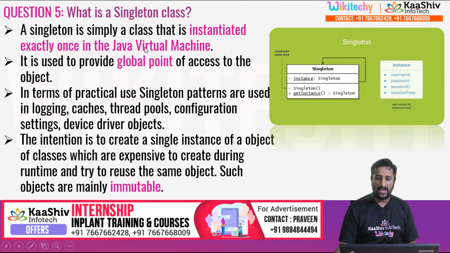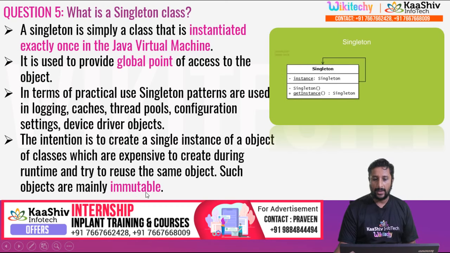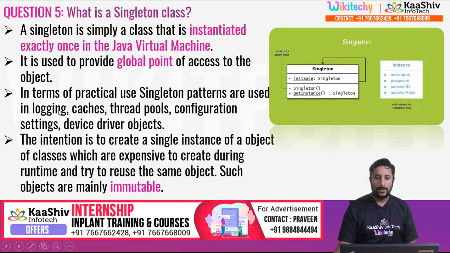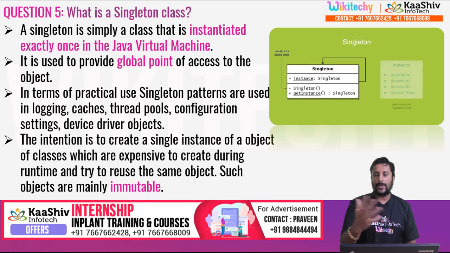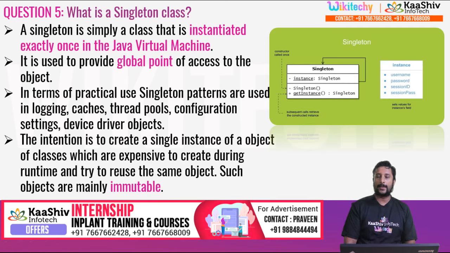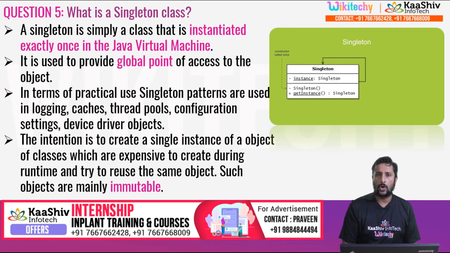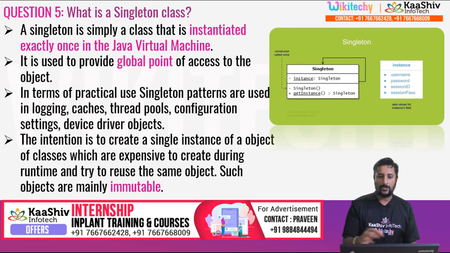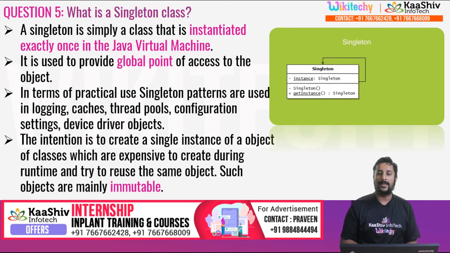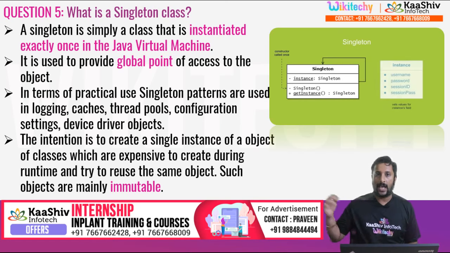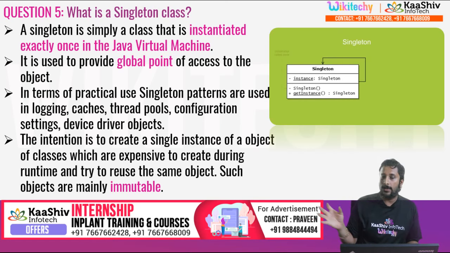It's instantiated, it's created only once in the Java virtual machine. You provide a global point of access to the object, and it's mainly immutable. You may ask me where we are using singleton. For example, I want to create a logging, in the sense like considering my computer, who are logged into my computer, I want to store it. In that case, I have to store in one place, right? I don't want to store into multiple places.